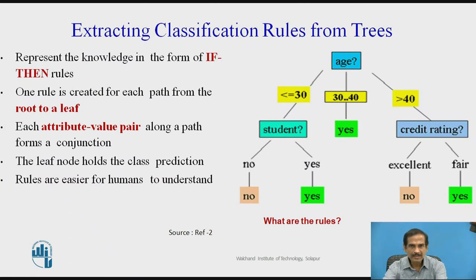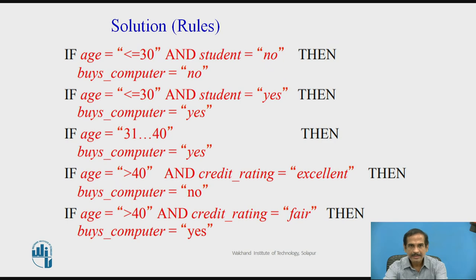The exact classification rules are developed from the trees. These are in the form of if-then rules. One rule is created for each path from the root to the leaf, and each attribute-value pair along the path forms a conjunction. So we see that the leaf node holds the class prediction finally, and the rules are easier for human beings to understand because it is flowing in a path. These are the solution rules that are developed.